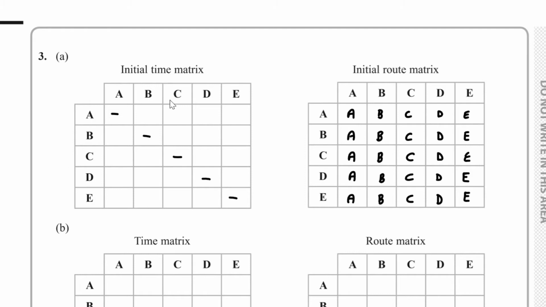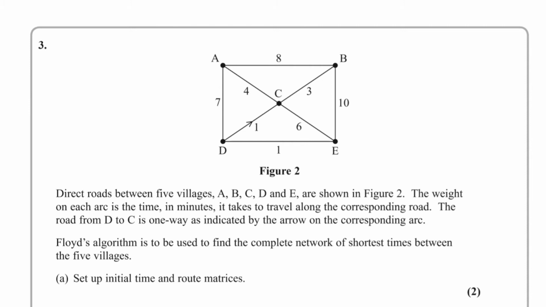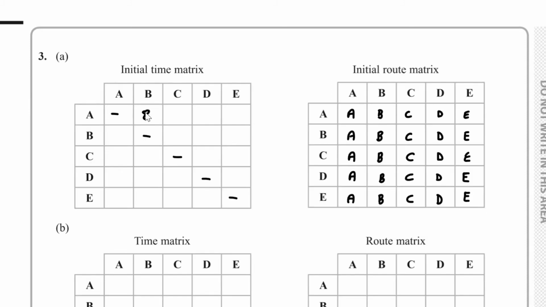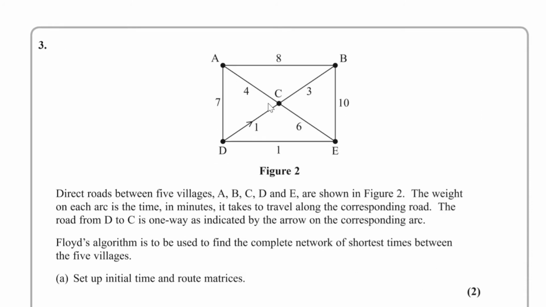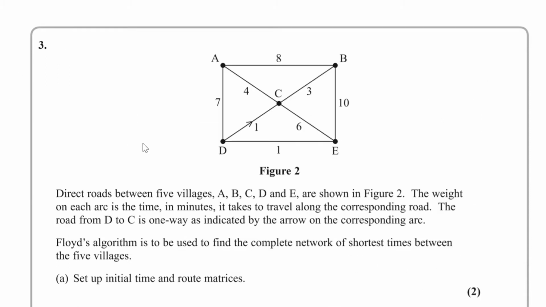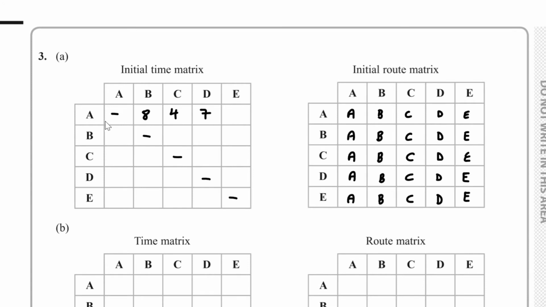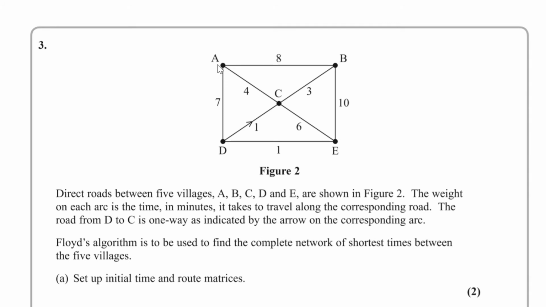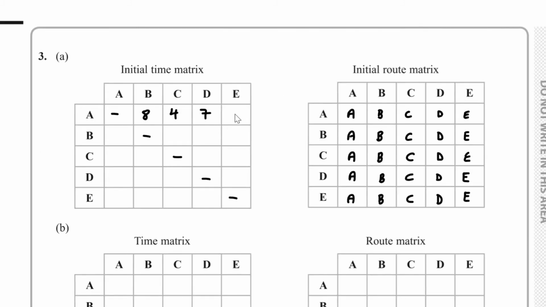Let's take a look at going from A to B. You can see this is 8. A to C, that's 4. And if we take a look at AD, that's 7. And if we take a look at AE, because there's not one way which we can go from A to E, we show this with an infinity symbol.